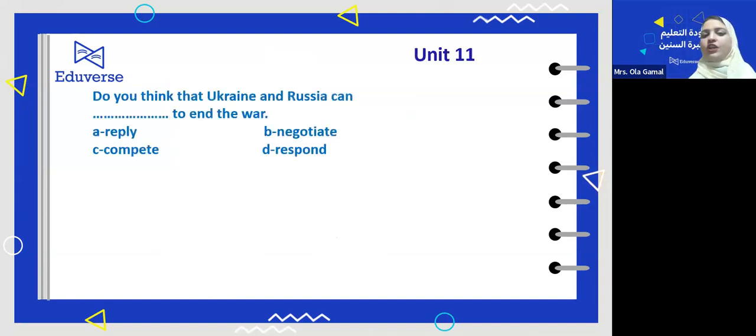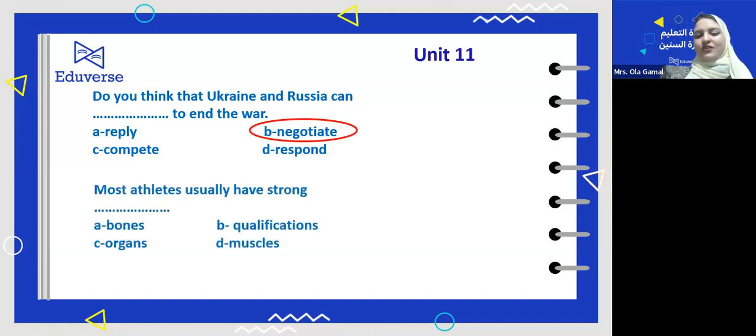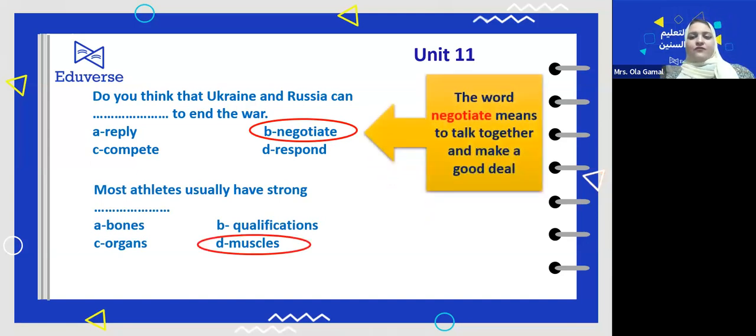Okay, let's move on. Do you think that Ukraine and Russia can work to end the war? Here they have to do something to end this war. What is that? Amazing. Negotiate. Negotiate means to talk together, to have a deal together to end a problem. Most athletes usually have strong, yes, muscles. And a note for the first question here is that the word negotiate means to talk together and make a good deal or end a problem.